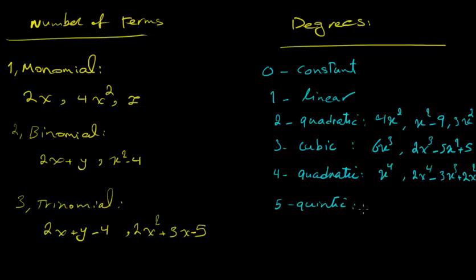Quintic is when we have a fifth degree polynomial like 2x⁵ or x⁵ − 4x³ − x. All of these are polynomials, but based on degrees they have different names. The first three are the most common ones you see. Beyond that, usually you don't see them that often.